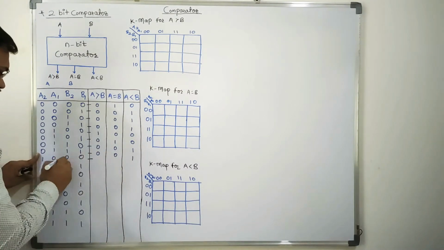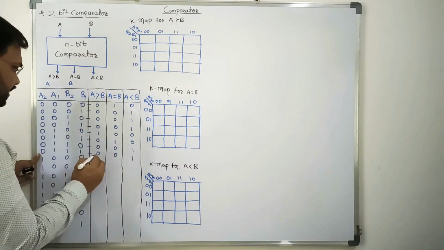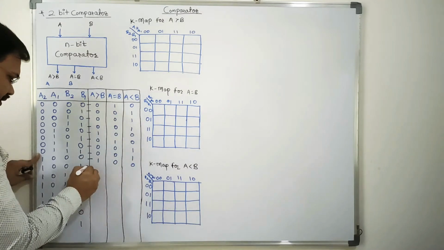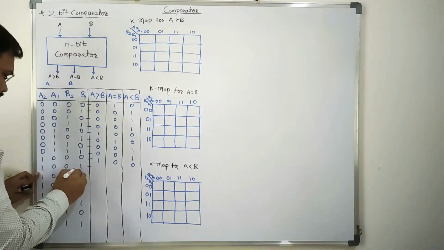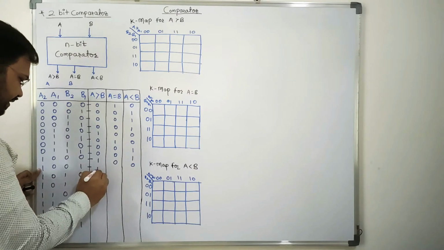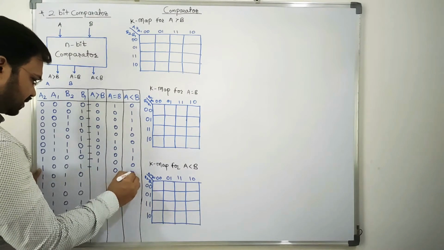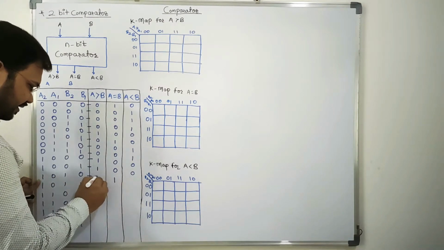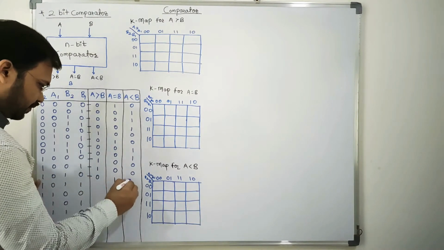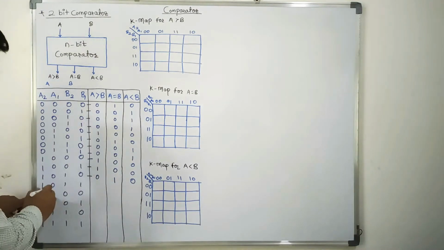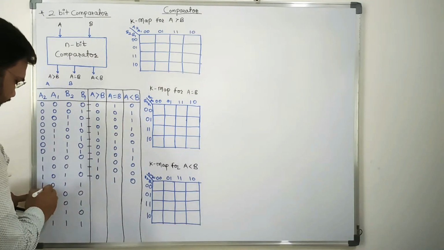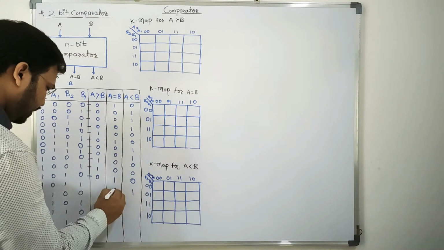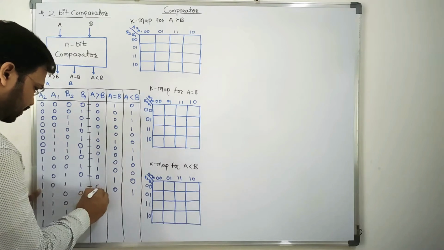For 1 0 0 0, a is greater, so that output is 1 and the remaining two are 0 0. Again for 1 0 0 1, a is greater, and the remaining two are 0. Likewise 1 0 1 0: a is 2 and b is 2, so they are equal, so that output is 1 and the remaining two are 0. As for 1 0 1 1, b is greater, so that output is 1 and the remaining two are 0.